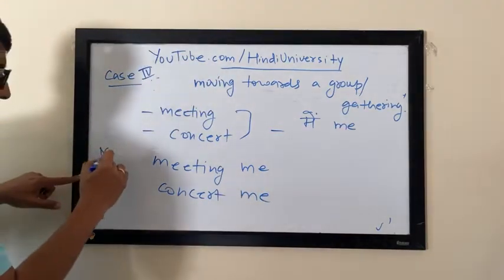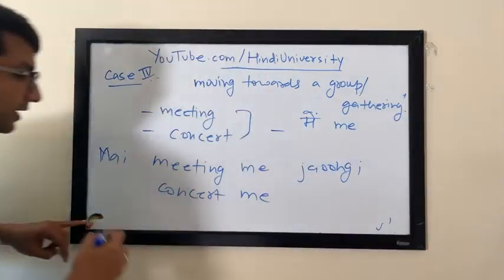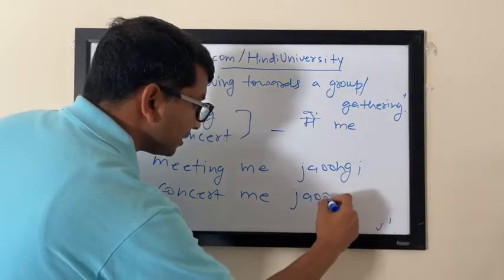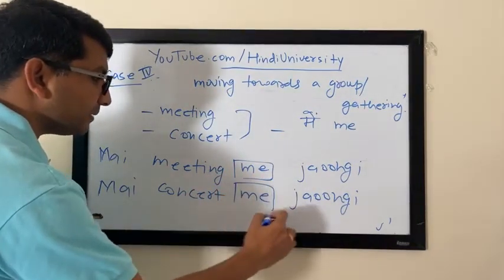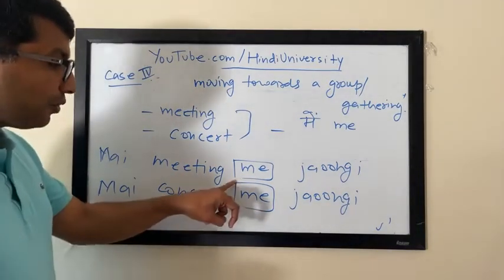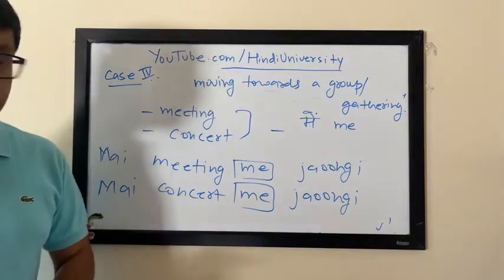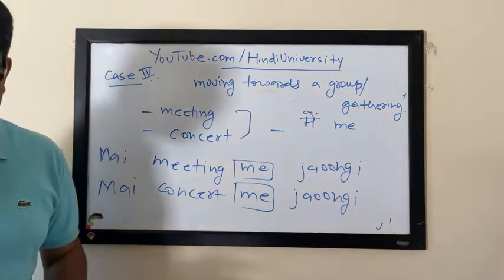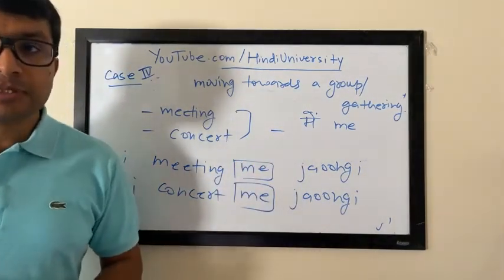If I would put "मैं मीटिंग में जाऊंगी, मैं कॉन्सर्ट में जाऊंगी." If you skip it, something is missing there: "मैं मीटिंग जाऊंगी, मैं कॉन्सर्ट जाऊंगी." You cannot put "को" either: "मैं मीटिंग को जाऊंगी," it's grammatically incorrect. You cannot put "के पास" also: "मैं मीटिंग के पास जाऊंगी," that's also grammatically incorrect. So you will use here the fourth postposition, which is "में."